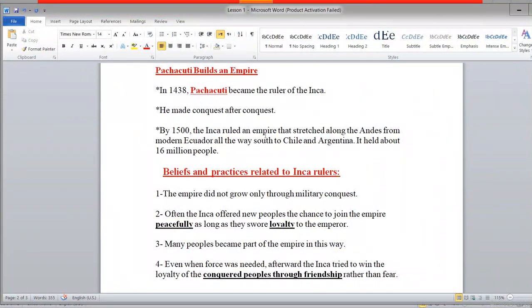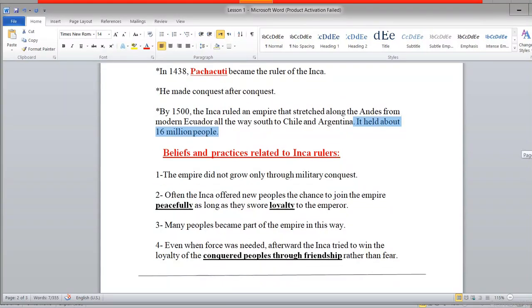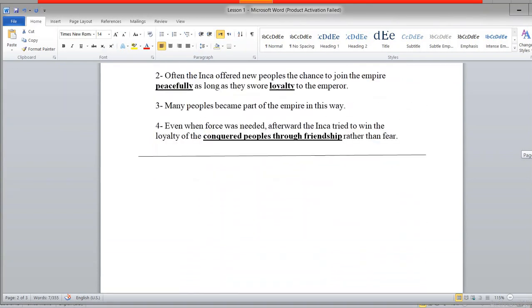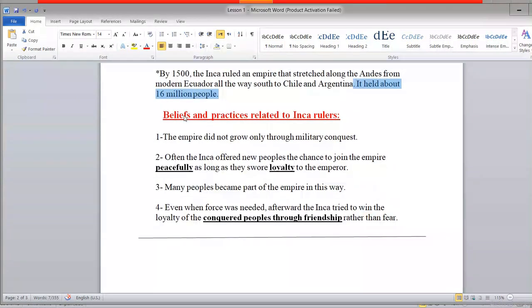Okay, how many people were there? It held about 16 million people. 16 million people. Very important. How was Pakuchi ruling? Well, his beliefs and his practices related to the sun god, and it took a religious meaning, which, of course, depends on peace, loyalty, etc.